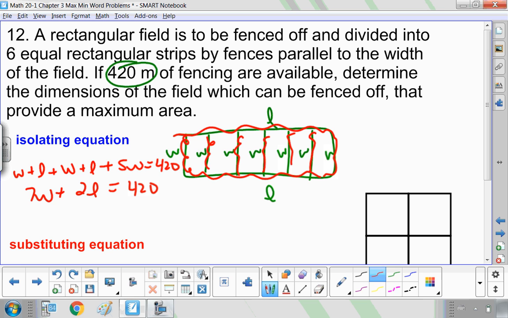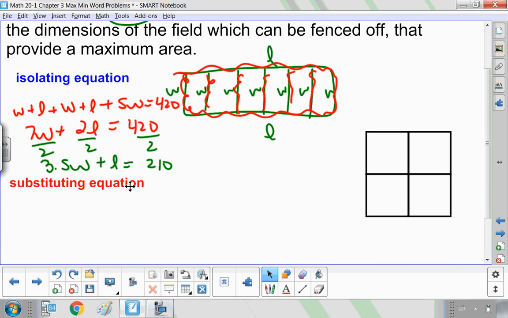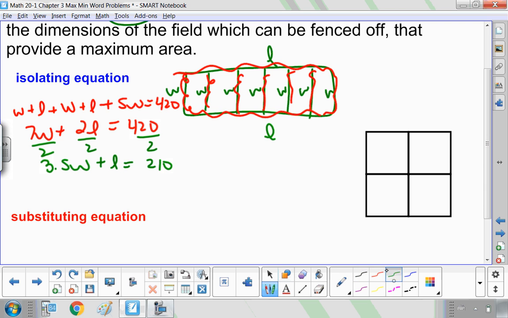First thing I'm going to do is I can either divide everything by 7 or divide everything by 2. I'm going to choose 2 because that goes nicely. 7 divided by 2, 3.5W plus L equals 210. To isolate length, I'm going to subtract 3.5 width from both sides. So I will subtract 3.5 width here and be fair and subtract it here as well. So length is equal to 210, take away 3.5W.